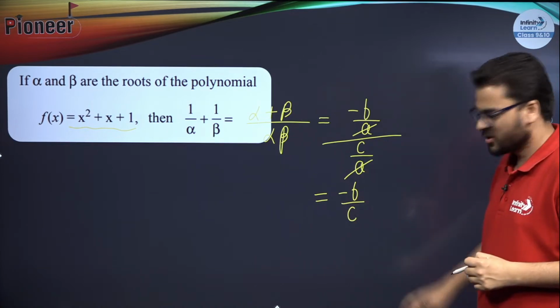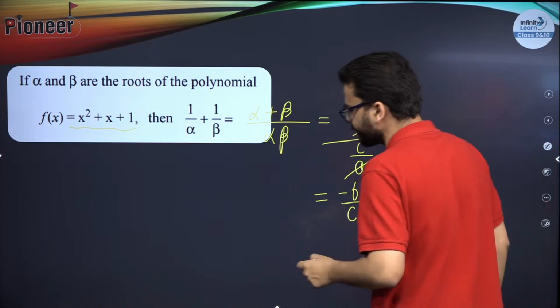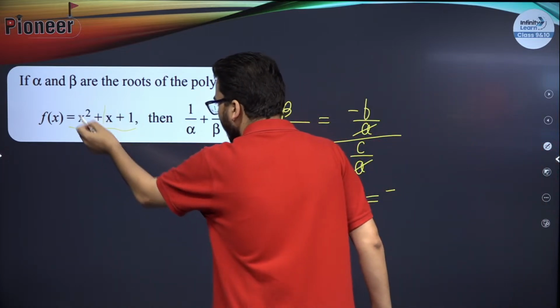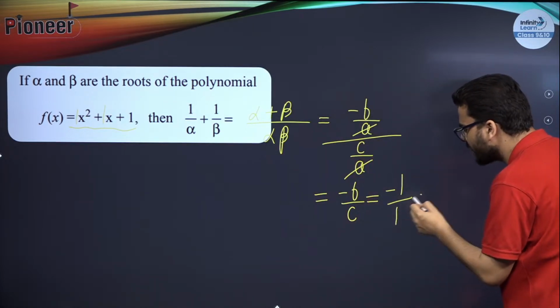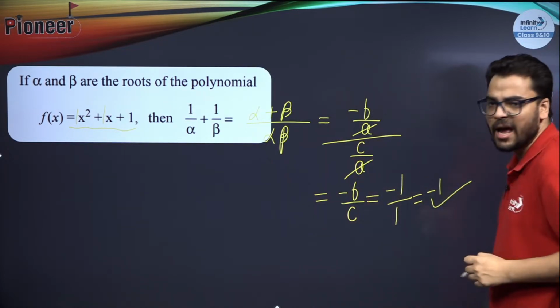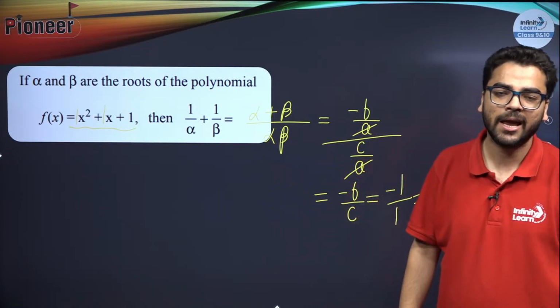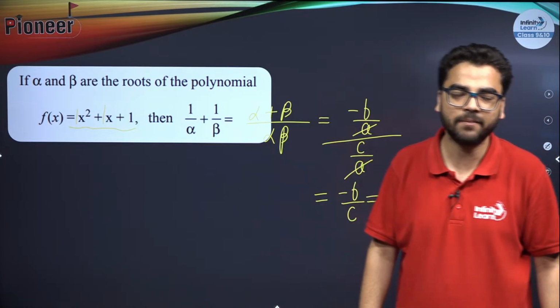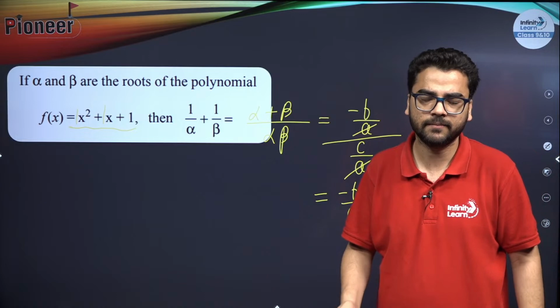So what is b over here? From this polynomial, what is b? The coefficient of x. And what is c? That is also 1. So it is equal to minus 1 by 1. The answer is equal to minus 1. I hope it is clear to every student. Very good, that is the correct answer. Any doubt in this question, guys? Tell me. So minus 1 is the correct answer over here.